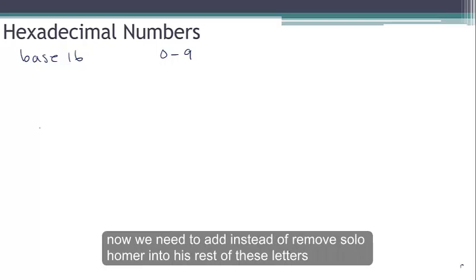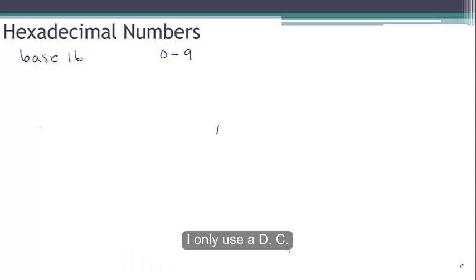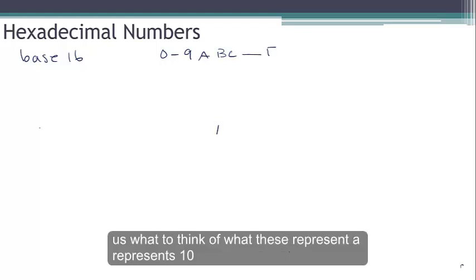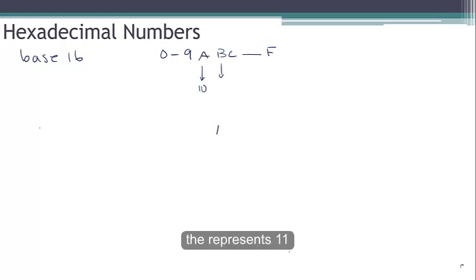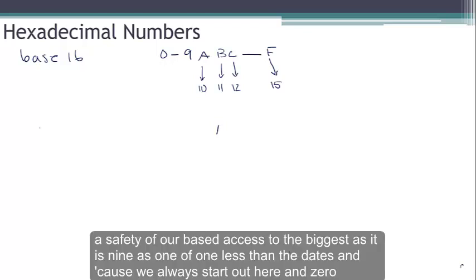So all we're going to do is just use letters. I'm going to use A, B, C, and so on up through F. I want you to think about what these represent now. A represents 10. B represents 11. C is 12. And you've got to be careful here. F is just 15, not 16. Remember, in our base 10 system, the biggest digit is 9. That's one less than the base, because we always start our counting at 0.